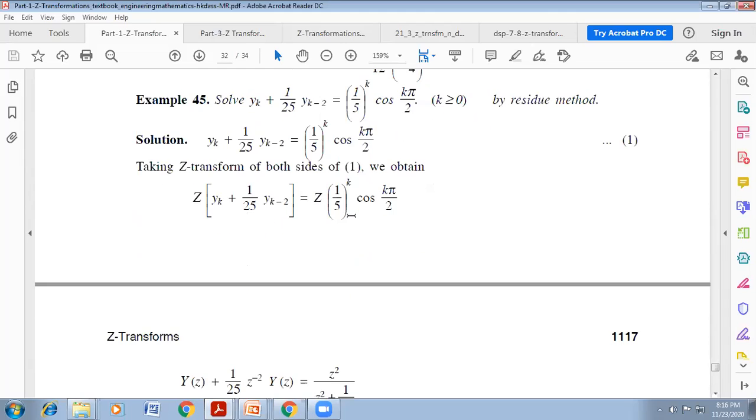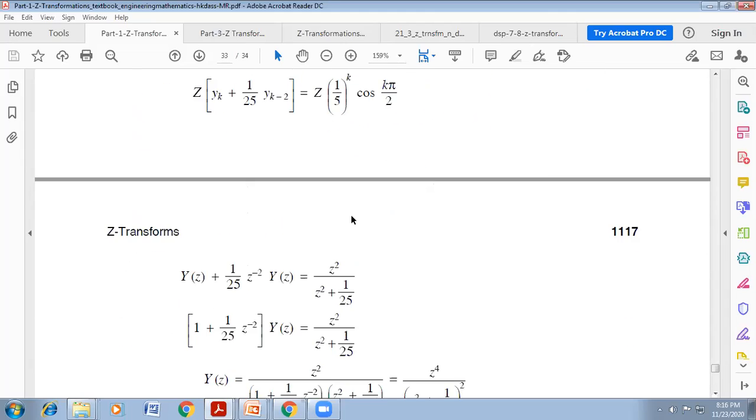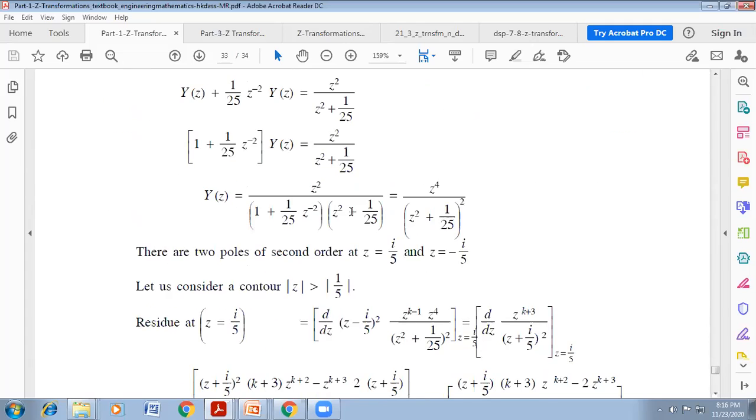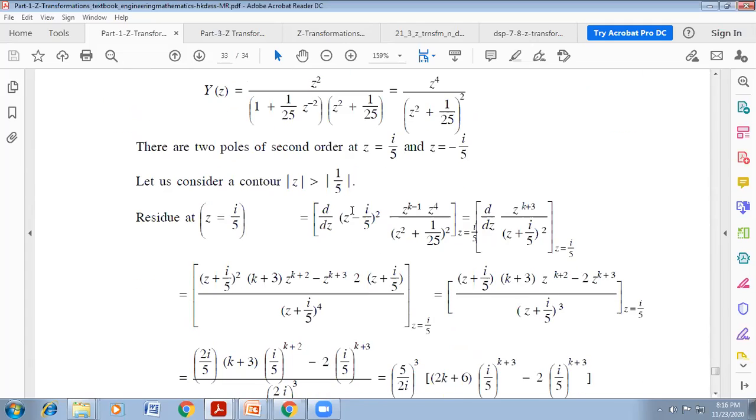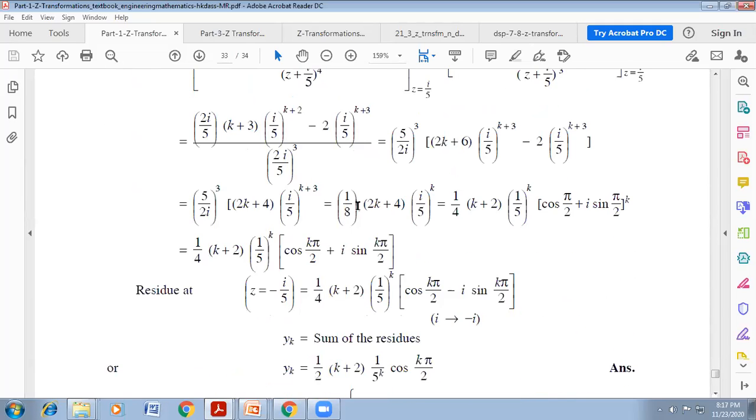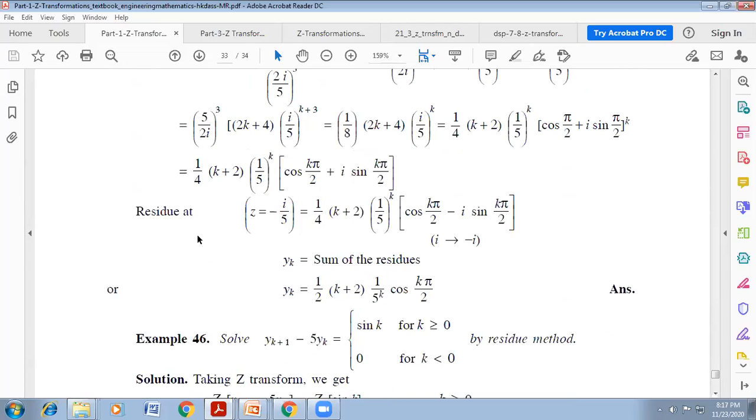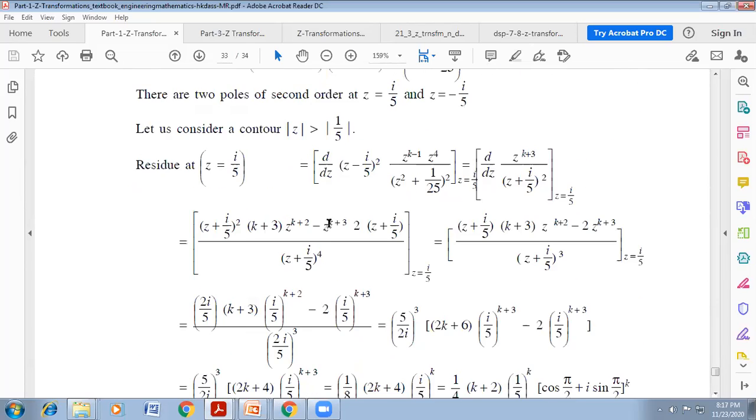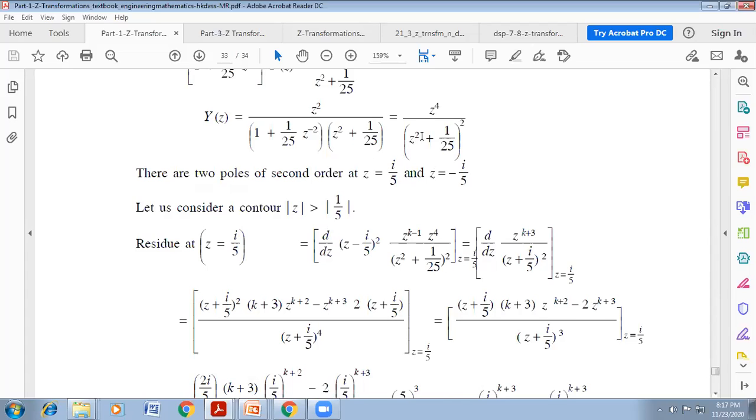What order is this actually? Can you tell me? Second order. So a similar process you can follow: how to solve the transformation by using the residue theorem. Again, how many poles are there? Actually two poles: z equals i/5 is one pole and minus i/5 is another pole.